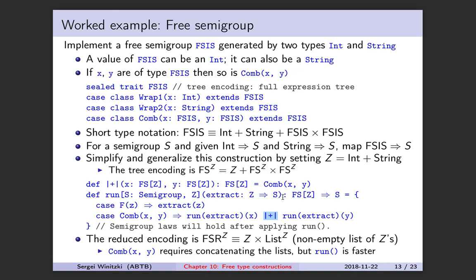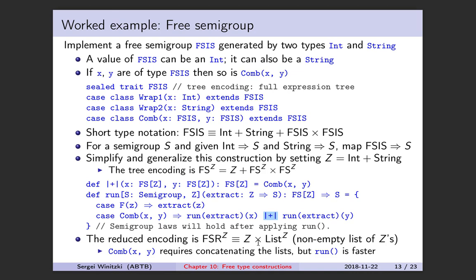Quite similarly, the semigroup laws will hold after I apply this run. They do not hold before applying run. Why is that? It's very easy to see. The associativity does not hold because I would have a comb nested in different order, and that's not equal. So it's only after applying the interpreter that the laws will start holding.